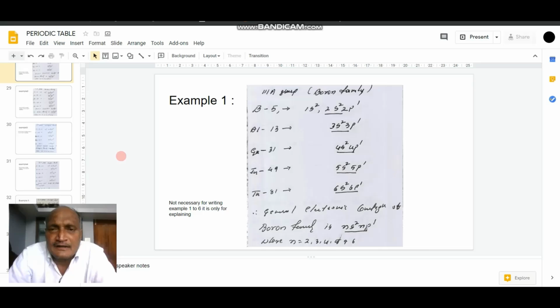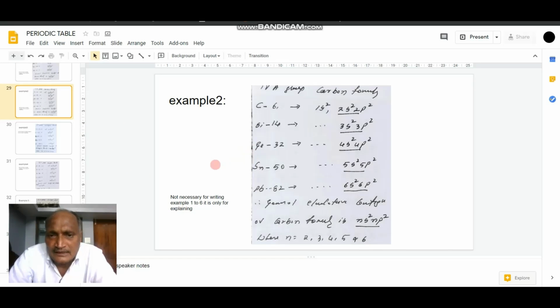ns2 np1, where n equal to 2 to 6. So this is the general electronic configuration of boron family, that is ns2 np1. Coming to the next example, that is carbon family. As the atomic number of carbon is 6, its configuration can be written as 1s2, 2s2, 2p2.